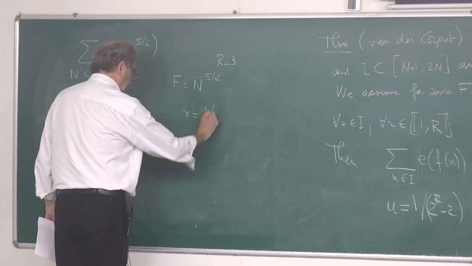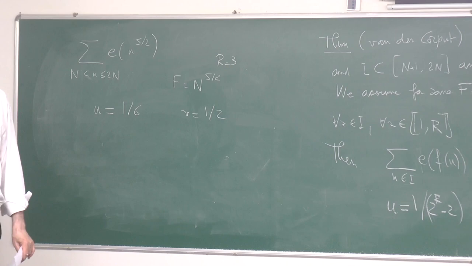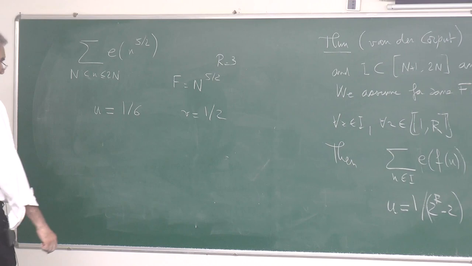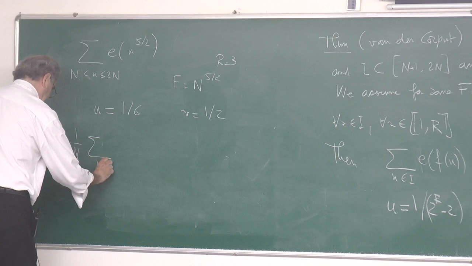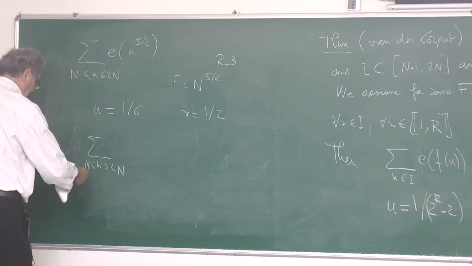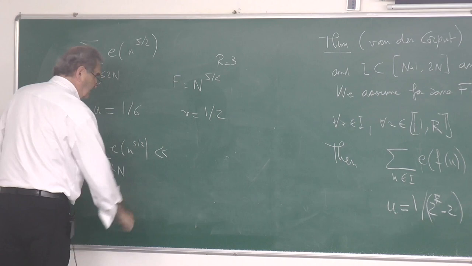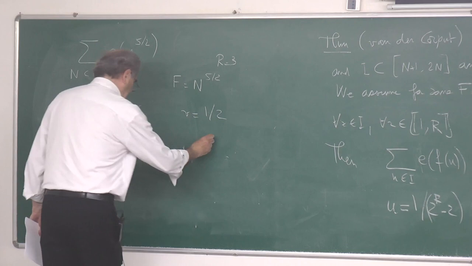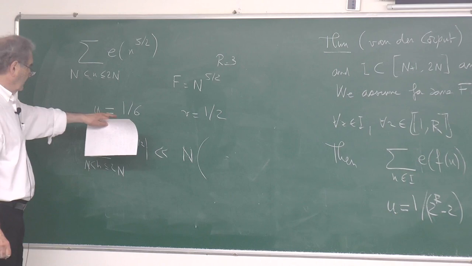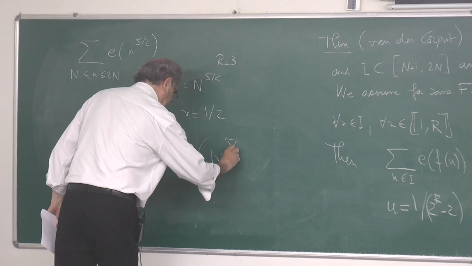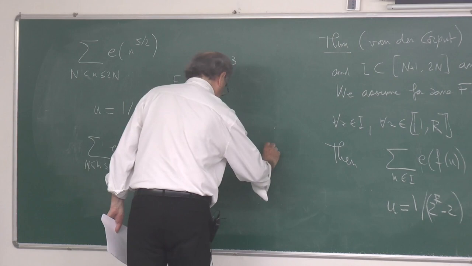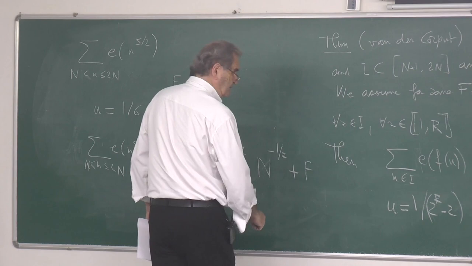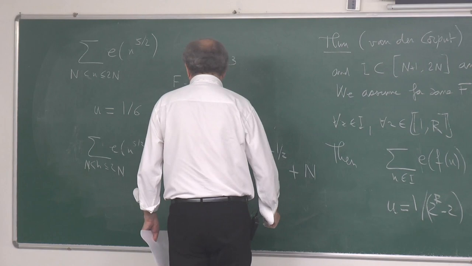3 divided by 2 to the 3 minus 2, and so on. This works. Then van der Corput tells you that 1 over n, I prefer to write it like that, of e to the 5 over 2, is smaller than n times n to the u, so this is 5 over 12, n to the 5 over 12. And then you have n to the minus v, and this is n to the minus 1 half. Plus f, which is n to the minus 5 over 2.